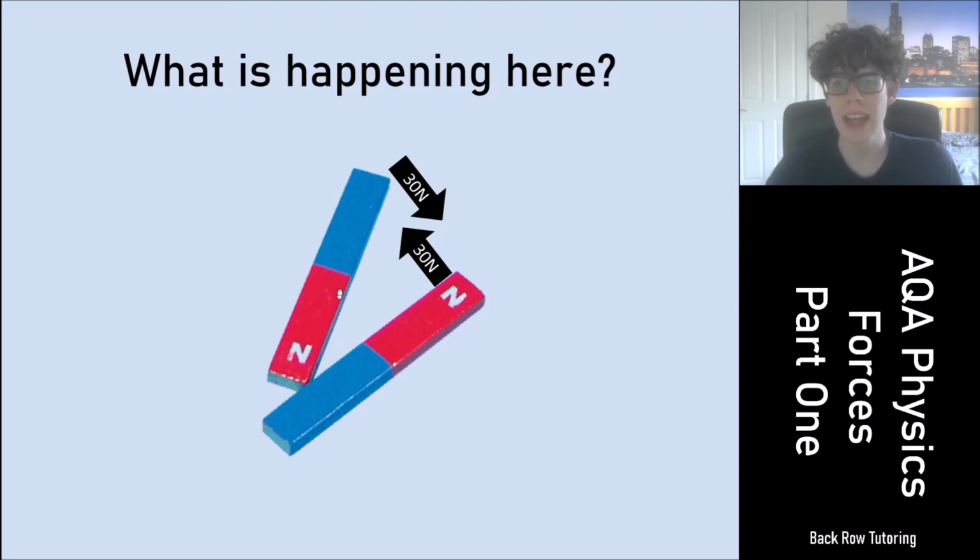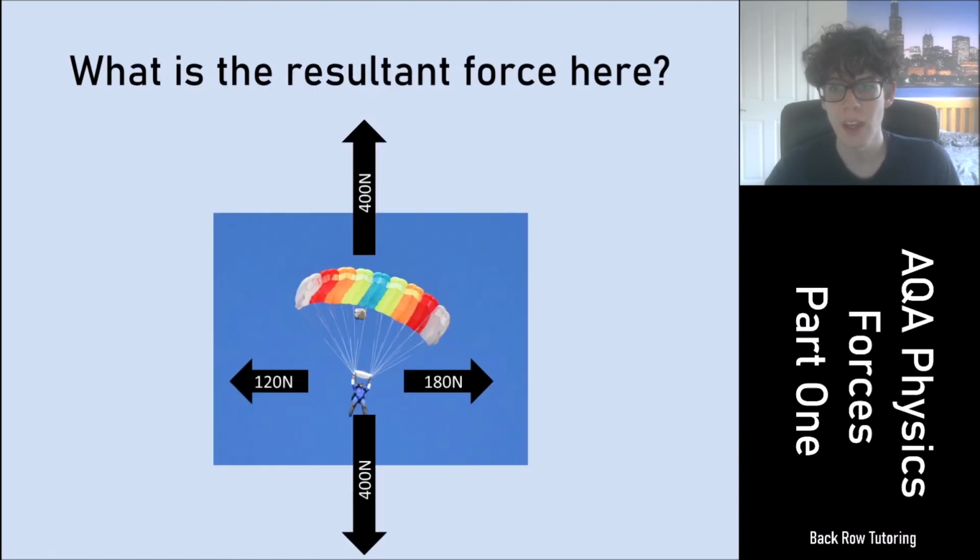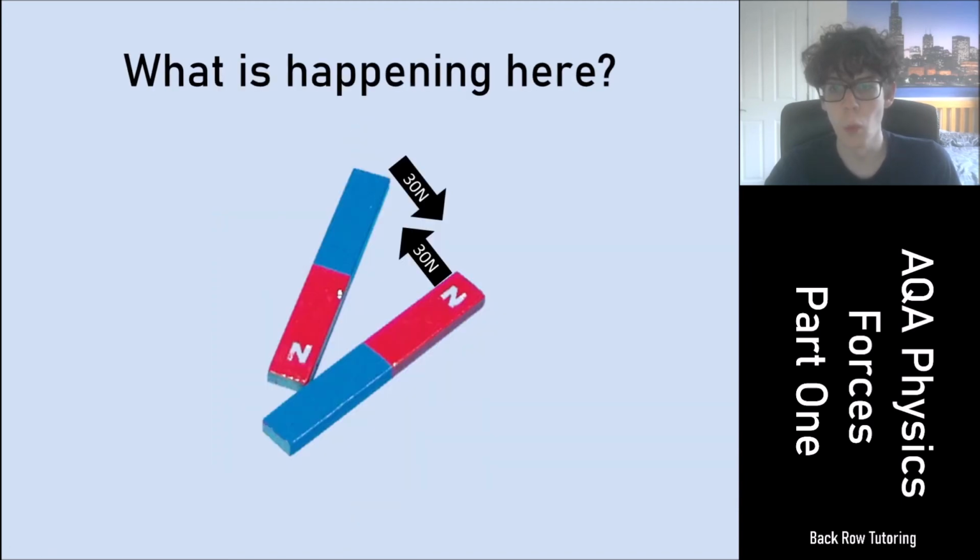So what's happening here? Well, you can see that this magnet with a north pole here and this magnet with a south pole here are attracted to each other with 30 newtons each. So what would actually happen here? Well, the north pole and the south pole would attract and move together.